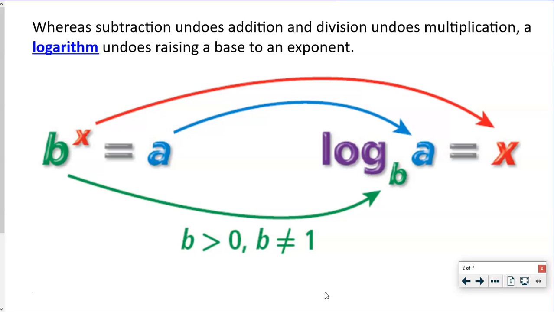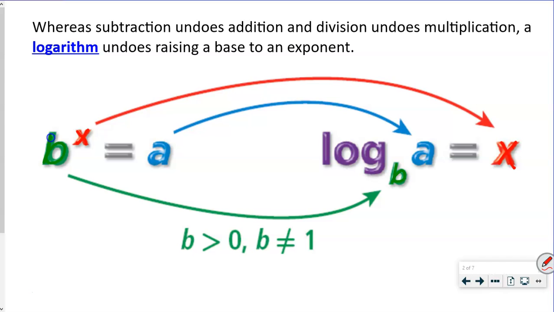This is base b. When we move it over to a logarithm, it is the base of the logarithm, and that's what that lower b is. And then the exponent goes on the other side of the equal sign. Notice where the exponent goes. And then the a is what we're taking the log base of, okay?